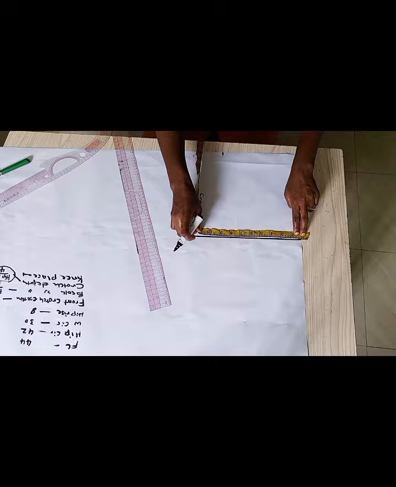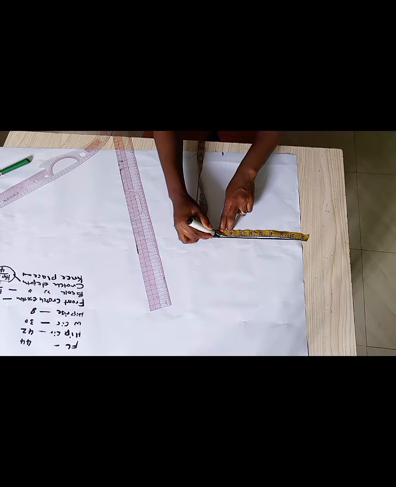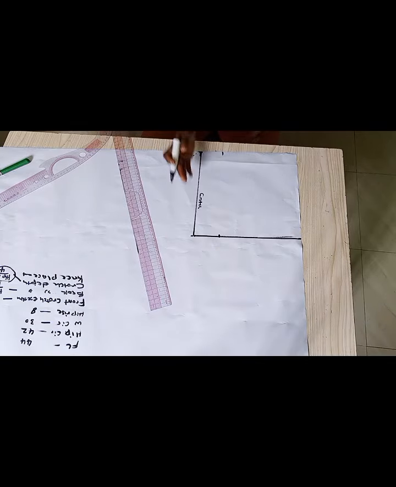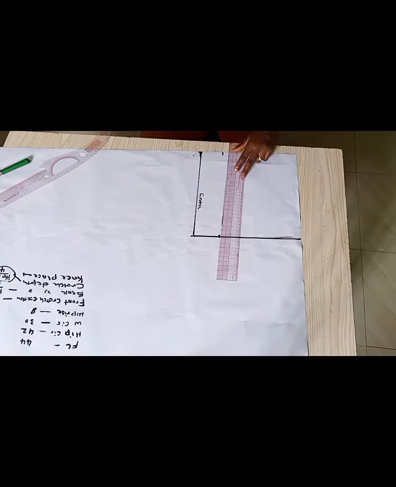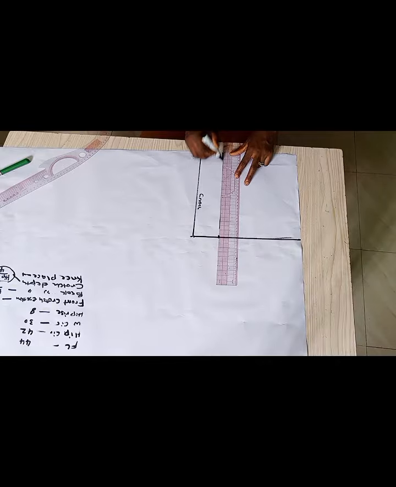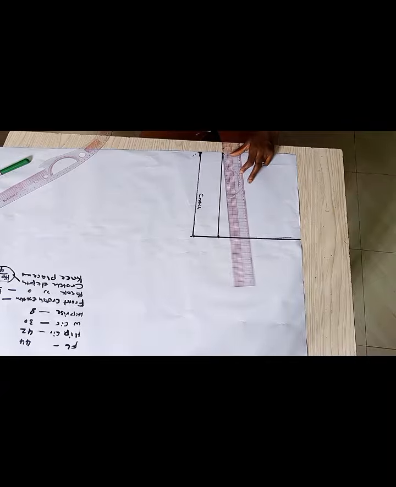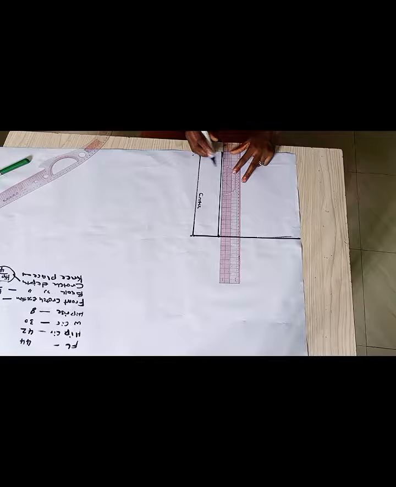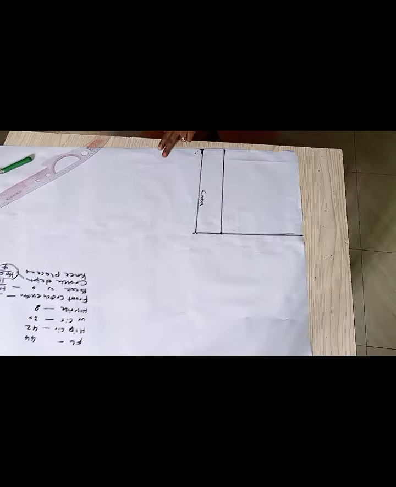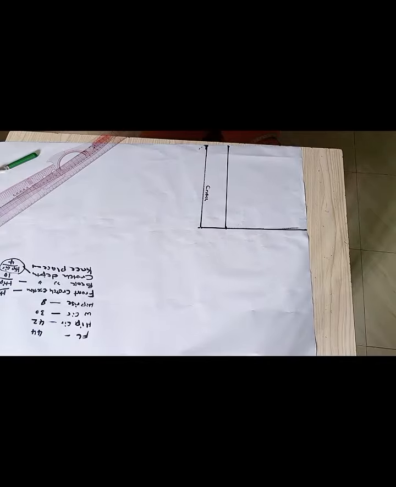So for those of us who are into ready to wear, when you get the crotch depth of what you are working with, you just go up from the crotch depth by 2 inches to get your hip rise. Okay, if you are into bespoke, I will recommend you always take your measurements. All the parts you need to measure, you measure them.